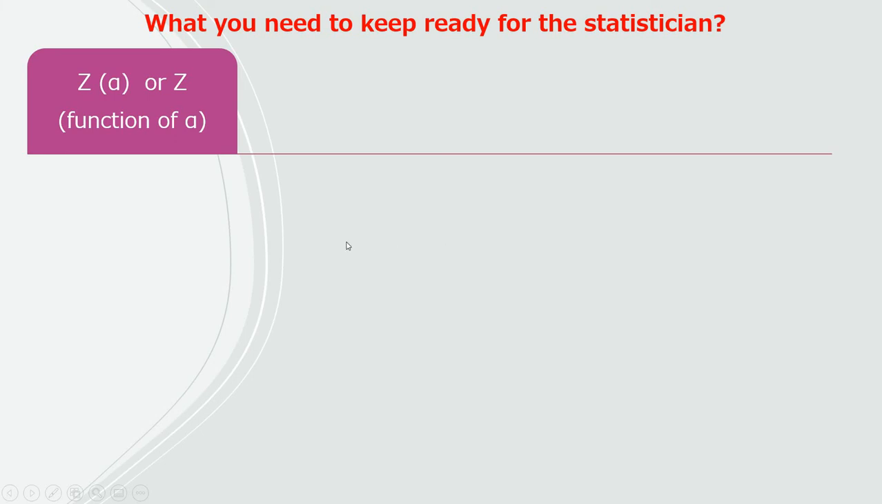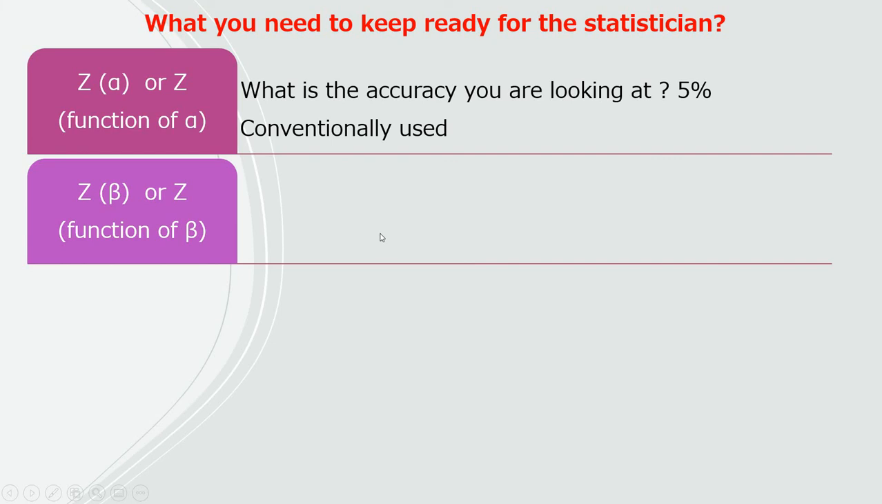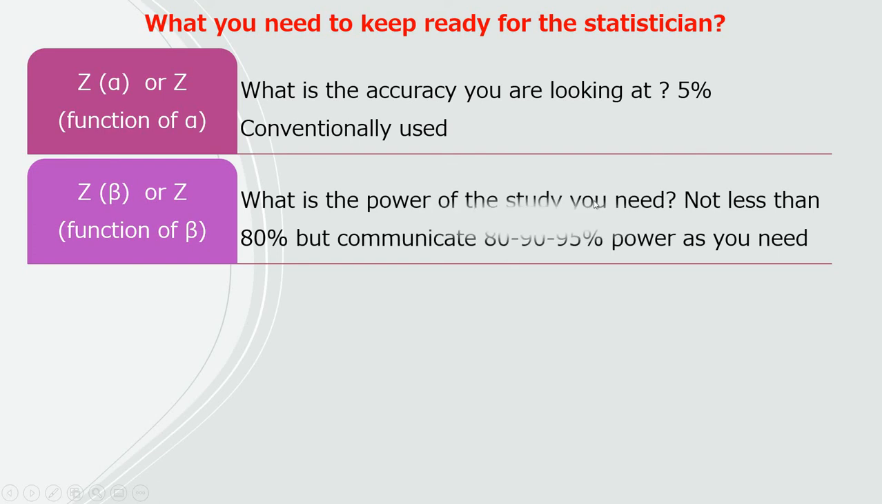So the statistician is actually expecting you to tell them the alpha, that is, what is the alpha error or accuracy that you're looking for. Conventionally, it is used as 5%, but if you are really looking at a stronger study, you may request a 1% alpha. The power of the study has to be higher. The power is actually 1 minus beta. So you're looking at a beta function here, and when you're looking at a power, it is conventionally kept at 80%, but you do have to communicate to the statistician what is the power that you're looking for. Is it 80, 90, or 95? Some even request a 99% power.